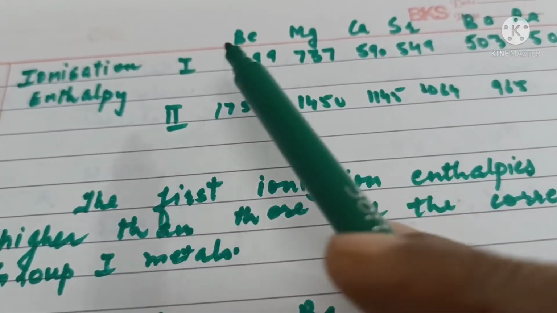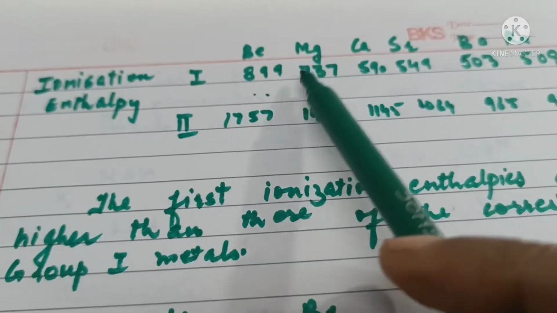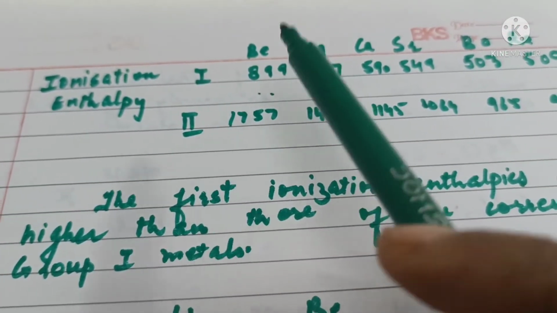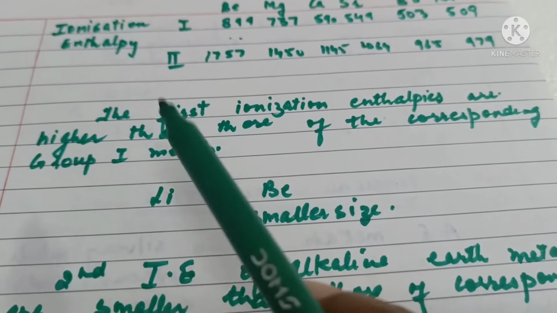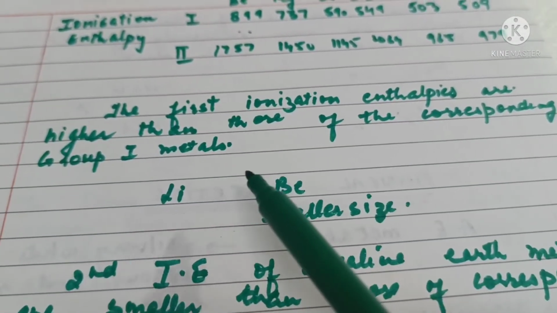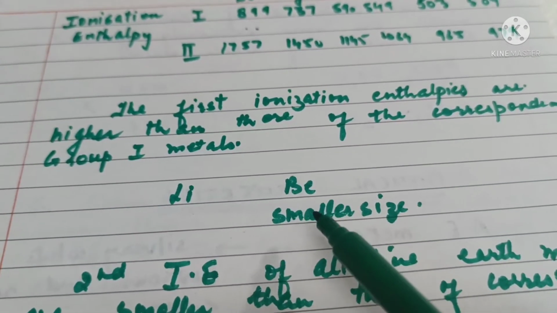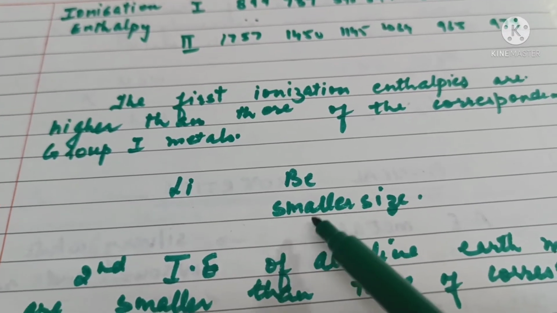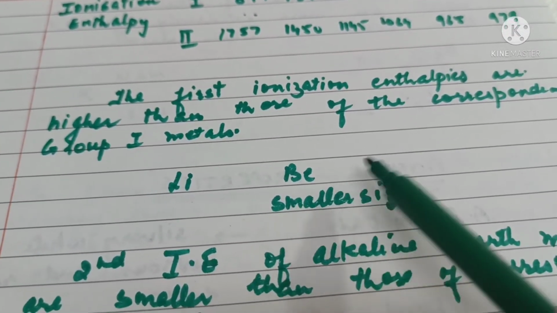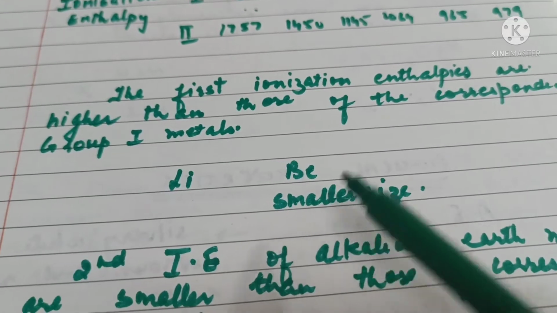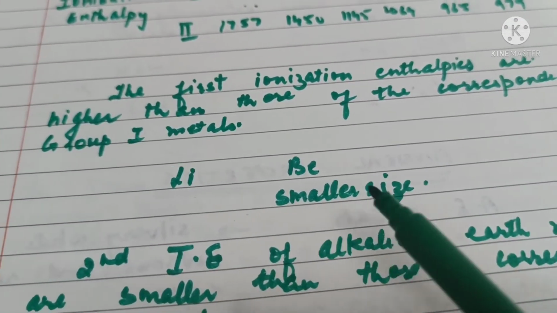Now, the first ionization enthalpy of alkaline earth metals is greater than that of alkali metals, higher than that of alkali group 1 metals. This is because they have smaller size, so greater energy is required to pull the electron from the outermost shell as the nucleus is holding it tighter.